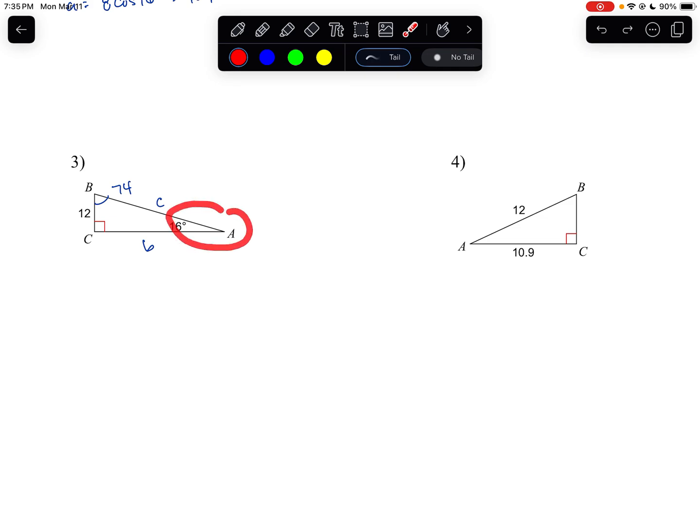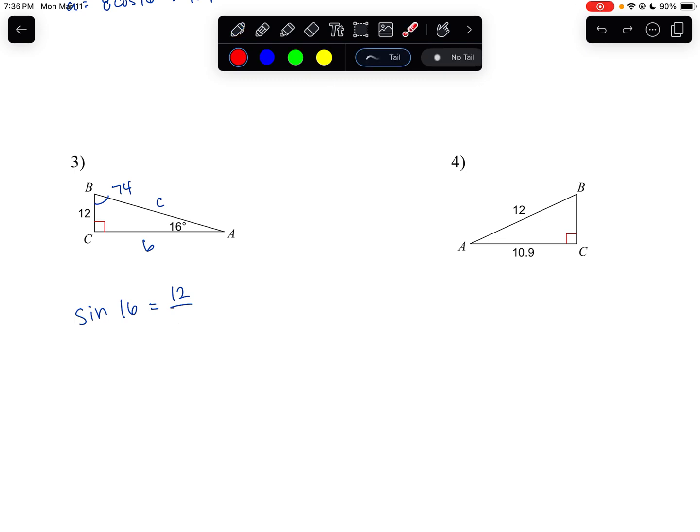Okay, if I'm using angle A, I would have to use sine of 16, which would give me 12 over C. Either one of those. Or I can use tangent of either one of these angles. But I'm going to stick with sine. So let's say I do sine of 16. Sine of 16 would be the opposite side to this angle, which would be 12 divided by C.